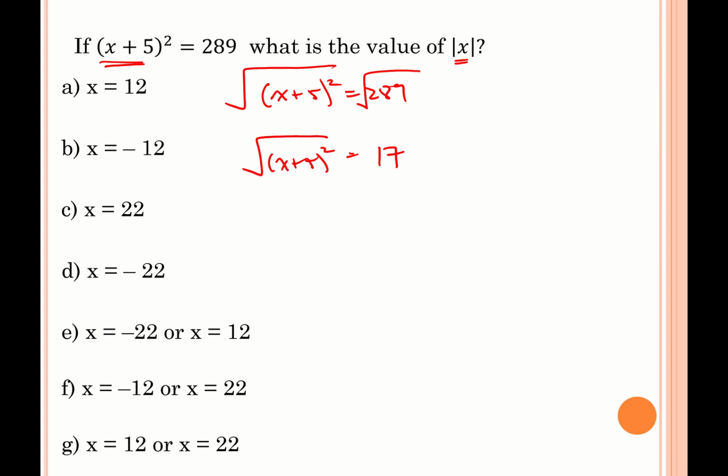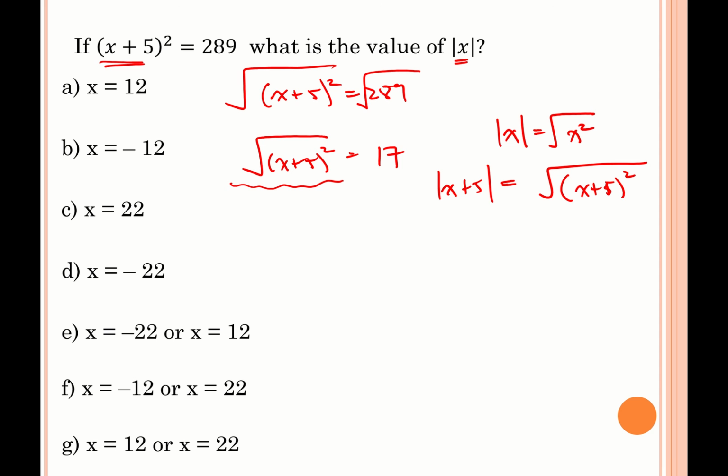Now, if you remember the second rule of what an absolute value is, the absolute value of x is equal to the square root of x squared. So if you look at this expression on the left, when you have x plus 5 squared being square rooted, this is actually equal to the absolute value of x plus 5. That's what the definition is. So what I'm getting is the absolute value of x plus 5 is now equal to 17.